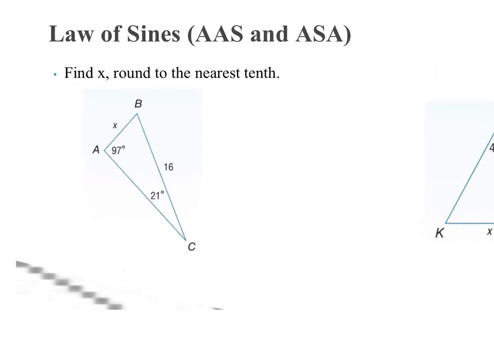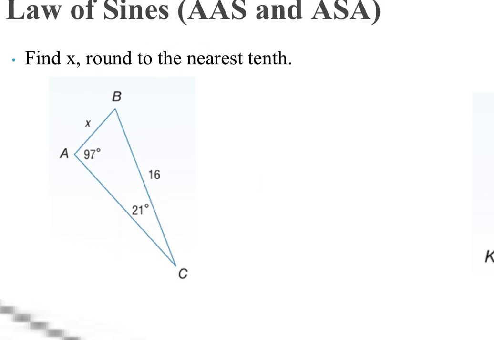Okay, this one. First off, I'm going to orient myself and look for my pair. Here I have angle A and side A. And then I have angle C, and sure enough, I'm looking for side C. So this is, in fact, the law of sines. I'm going to set this up as sine of 97 over 16 is equal to sine of 21 over x.